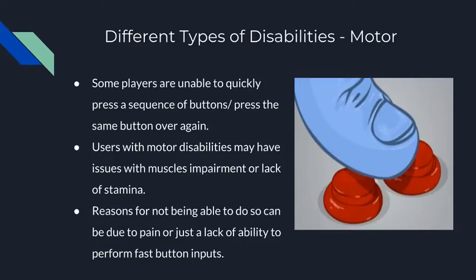So the first type of disability I want to go over is motor. Motor disabilities come up when you're pressing a button or a sequence of buttons in a very fast order. So this might be fighting games or button-mashing type of games. The problem with those type of games is that certain people with motor disabilities might not be able to complete those tasks, not because they don't want to, but because it can cause them pain or they're just unable to. And if they're not able to do these tasks that you're demanding of them, it can ruin the experience of the game and maybe prevent them from proceeding further.